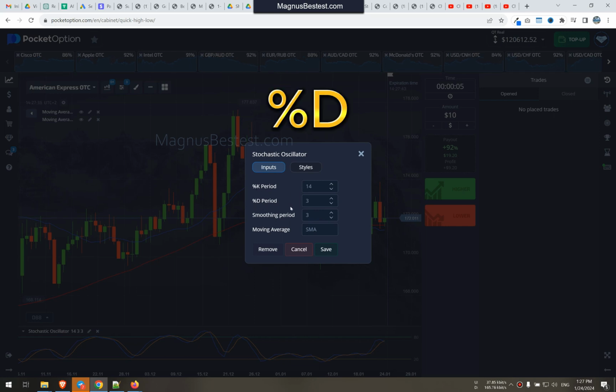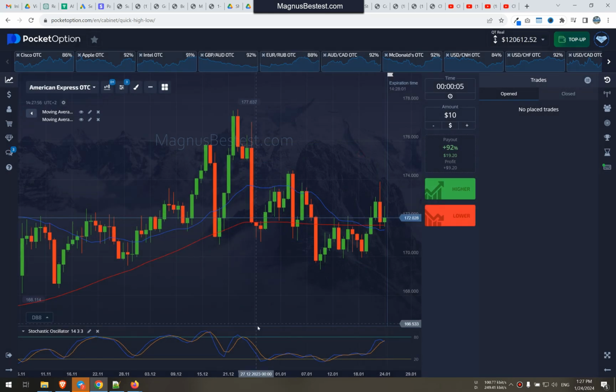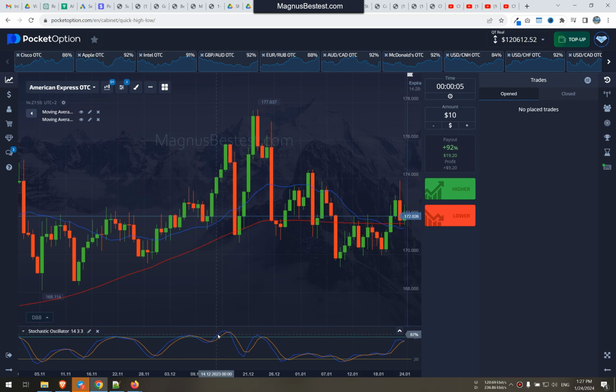The percentage D is the 3-day or 3-candle moving average of the fast line, so in this case, of the percentage K. And we have a smoothing period here, 3, and the moving average is a simple moving average. So let's go. Here we have the fast line, the percentage K. It's blue, and the orange one is the percentage D, the 3-day moving average of the blue line.